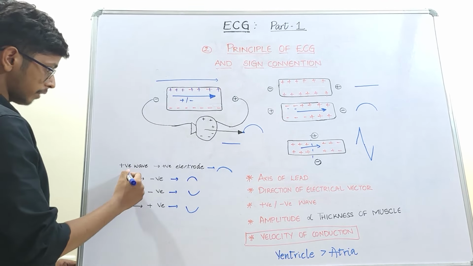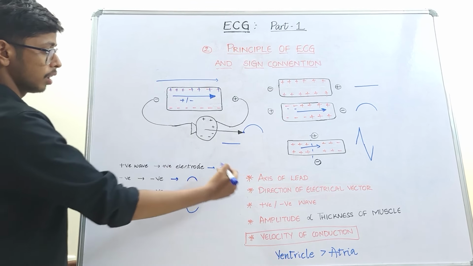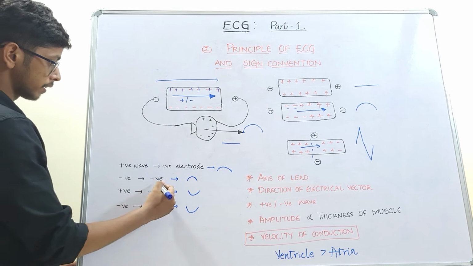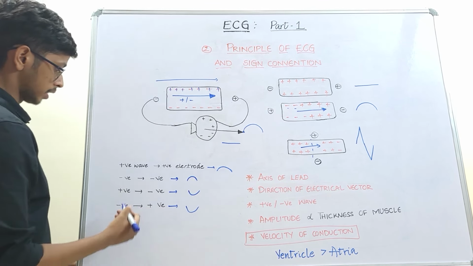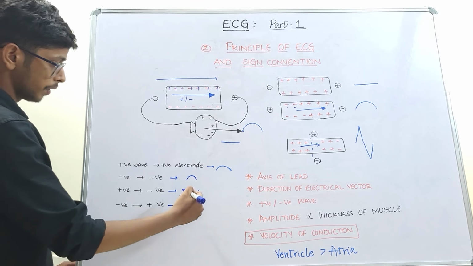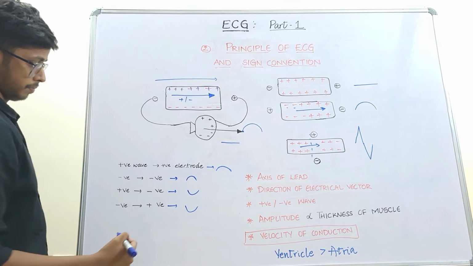When a positive wave is going towards the positive electrode, we get an upward deflection. When a negative wave is going towards negative, then also we will get an upward deflection. Positive going towards negative or negative going towards positive will create a downward deflection.